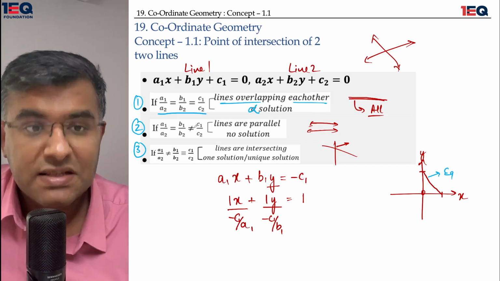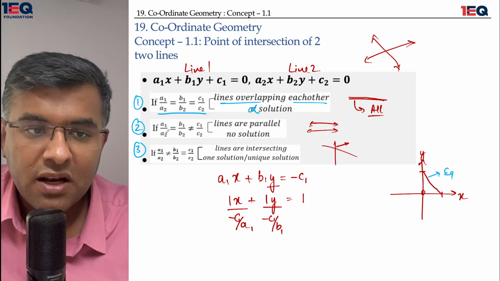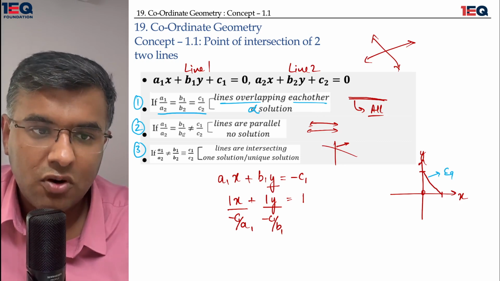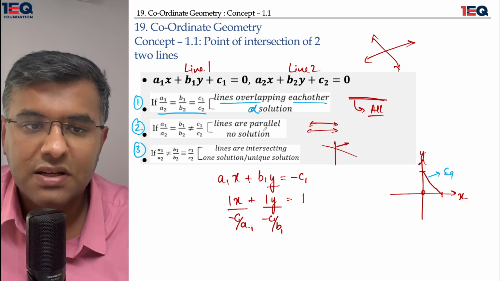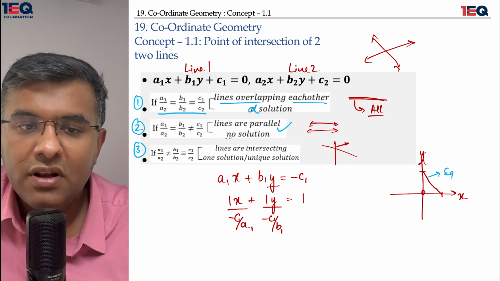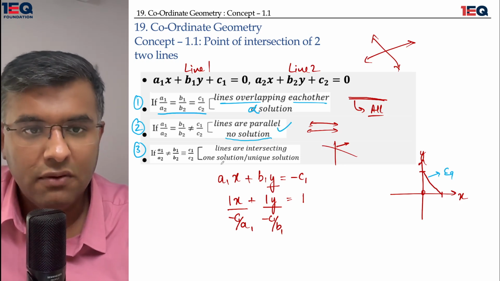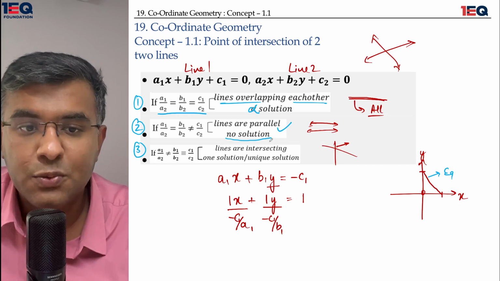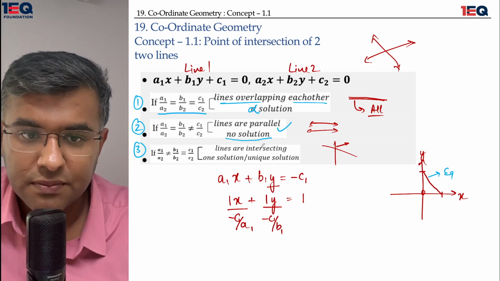Secondly, if a1 upon a2 is equal to b1 upon b2 but not equal to c1 upon c2, at that time I can say that the lines are parallel and they would never meet each other. They would never meet each other. That is the situation when no solution occurs. Got it?